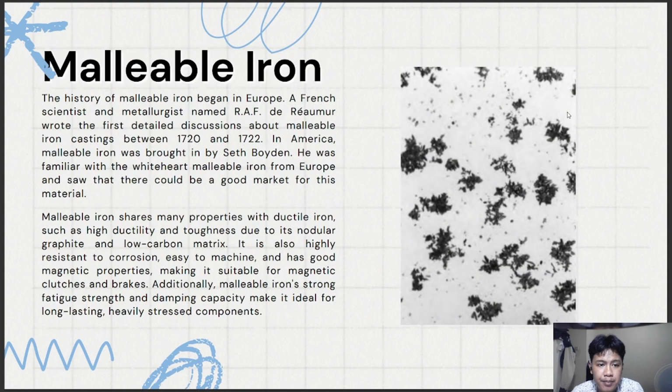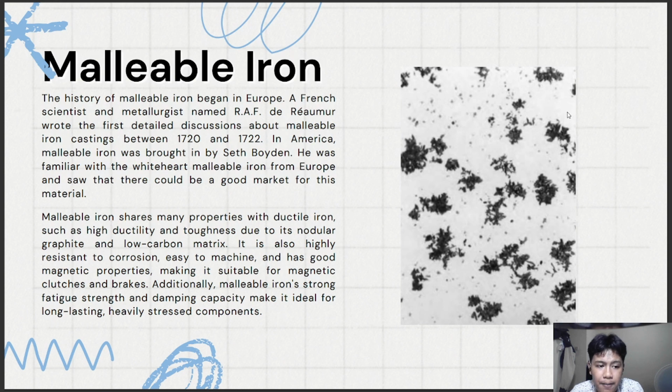Okay, the next is malleable iron. The history of malleable iron began in Europe. A French scientist and metallurgist named Prof. wrote the first detailed discussion about malleable iron castings between 1720 and 1722. In America, malleable iron was brought in by Seth Boyden. He was familiar with the white-hard malleable iron from Europe and saw that there could be a good market for this material.